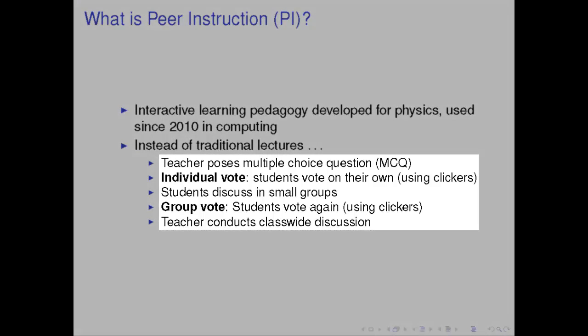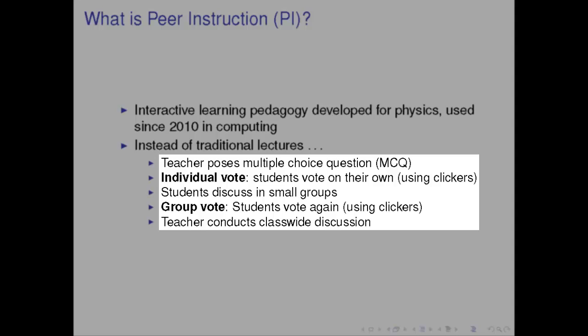So how it works is the teacher poses a multiple choice question, and then students have clickers, and they vote on the question once on their own without talking to their neighbors. It can be difficult to have the students not talk, but after a while it becomes second nature. The students know that they first have to think about the question on their own and then respond.